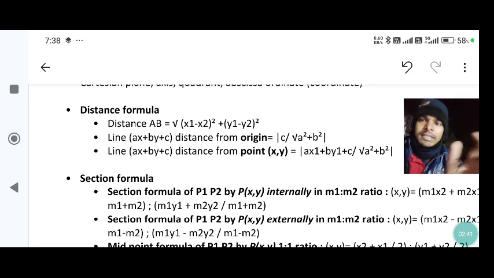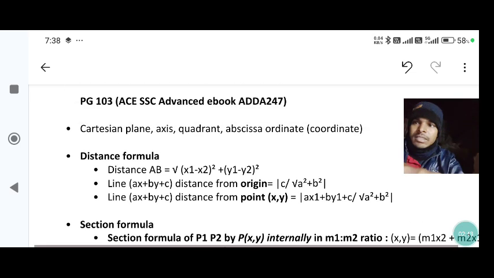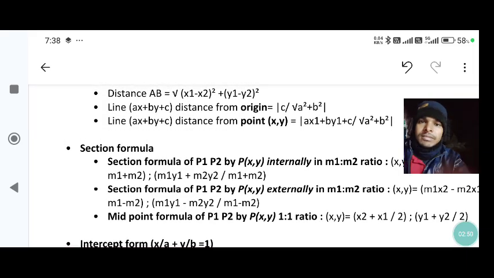Now the distance of a line from any other point in the Cartesian plane. The formula is: ax1 plus by1 plus c, divided by root under a square plus b square.